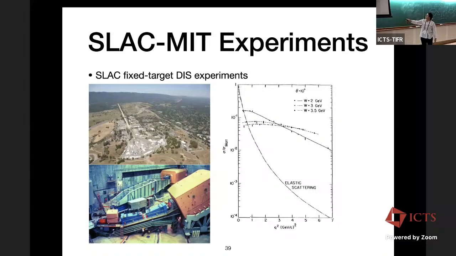What comes out as the data is sort of flat, right? So what it tells you is that it has collision with point-like constituents inside the proton, okay? Instead of a diffusive distribution of the charge in there.